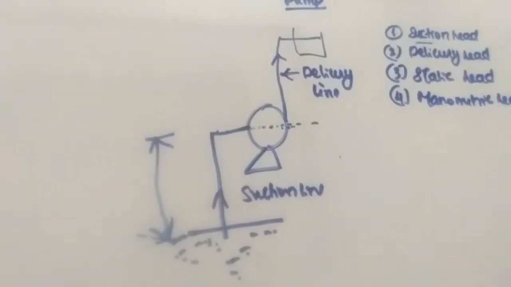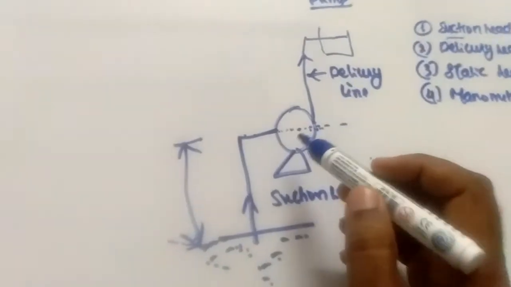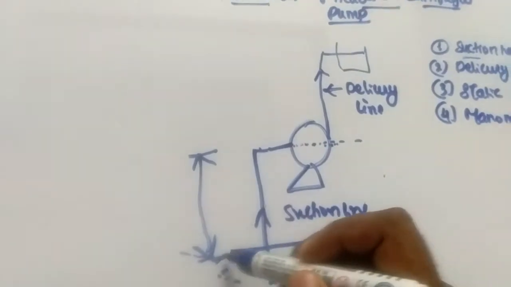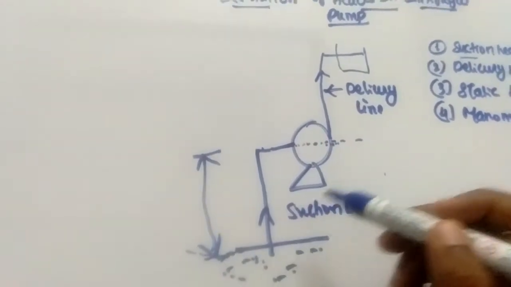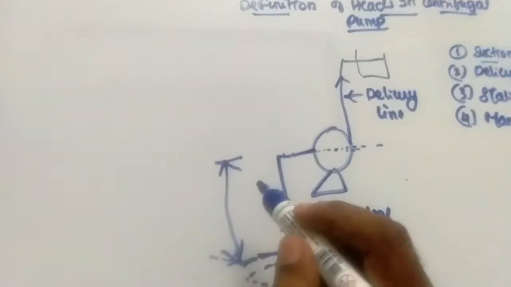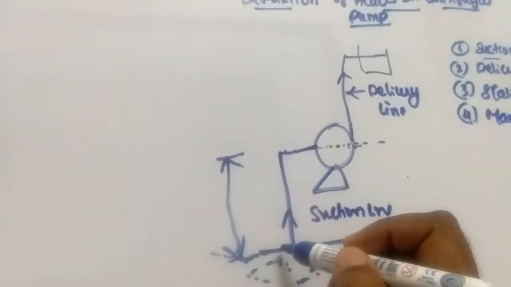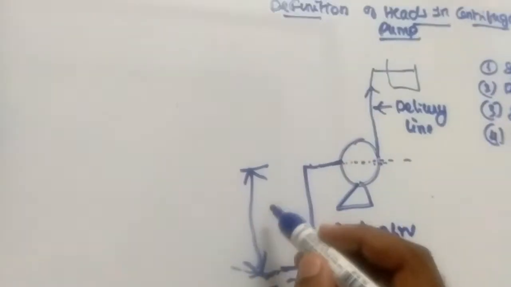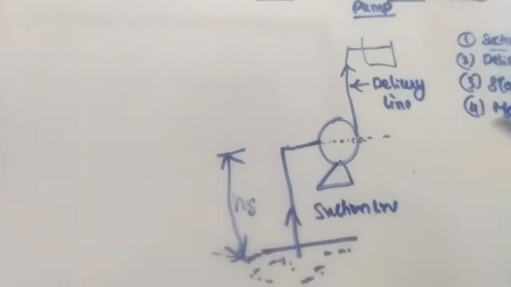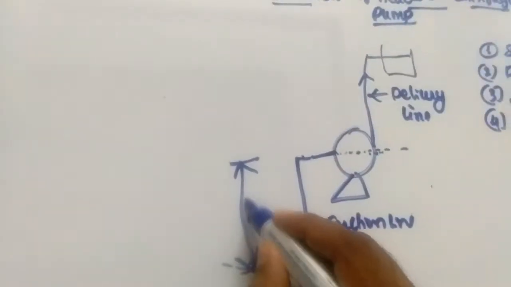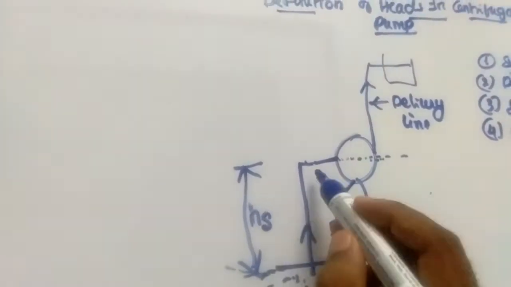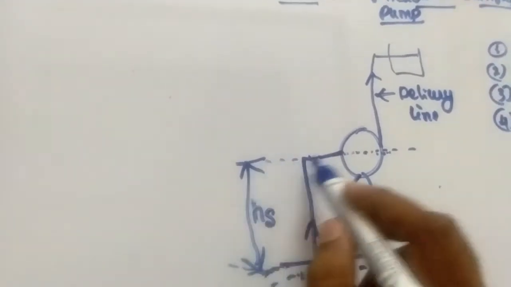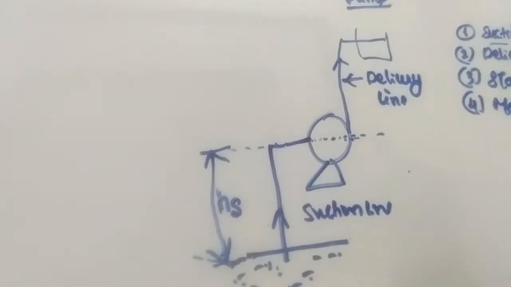The first is suction head. Suction head means the distance between the free surface of the water and the center of the pump. We can write it as HS. The distance between the free surface of the water and the center of the pump is called suction head.